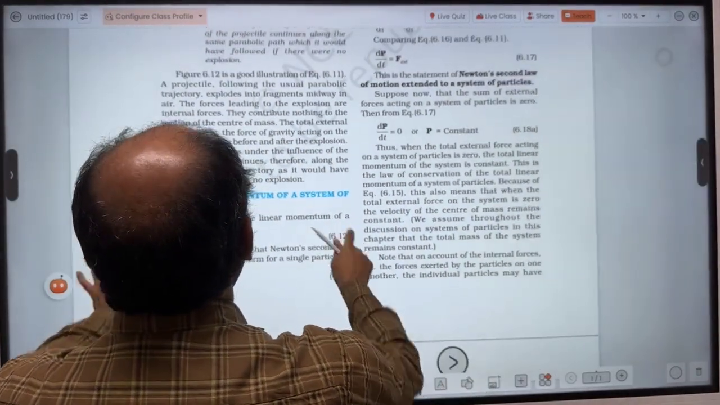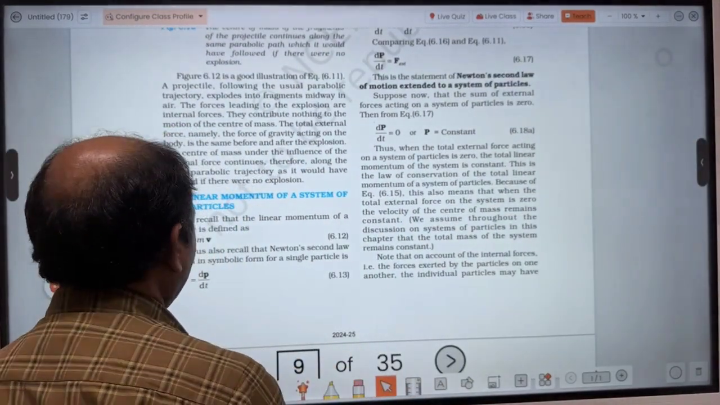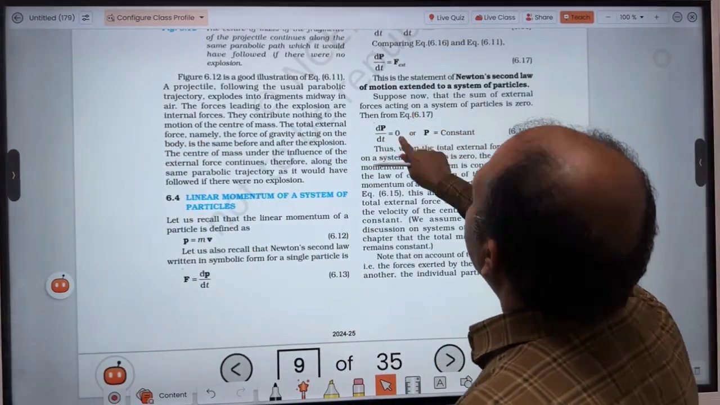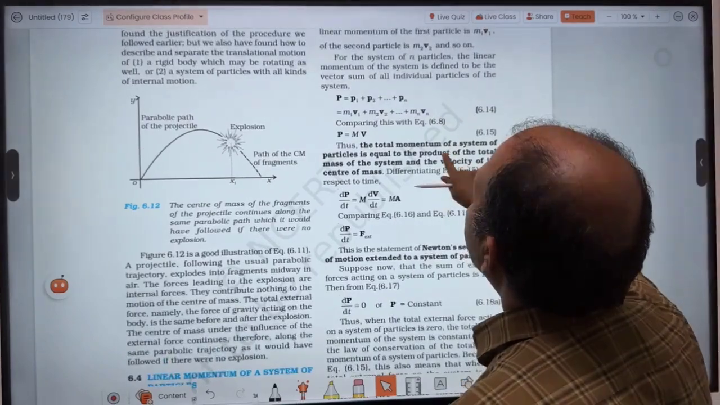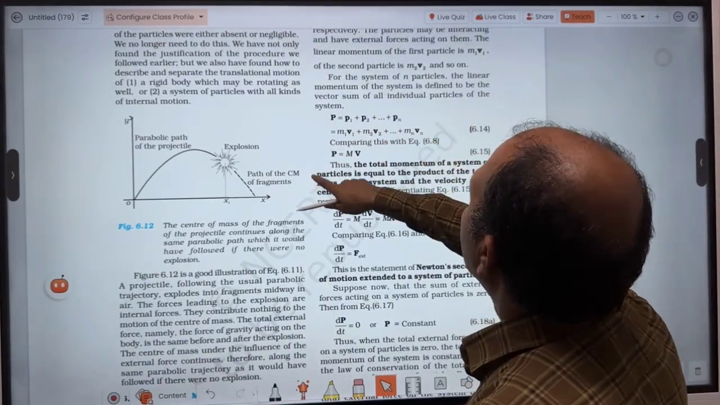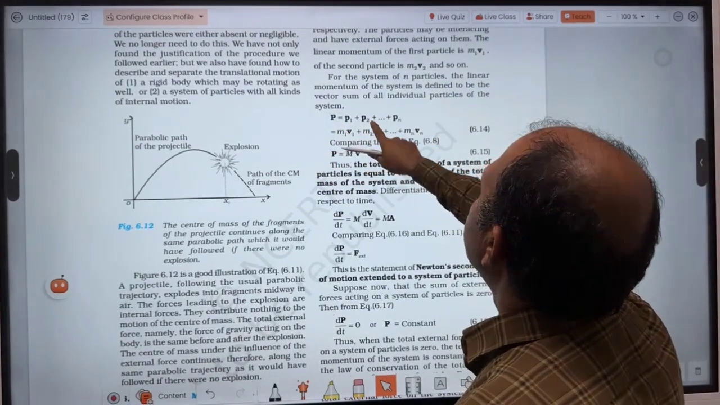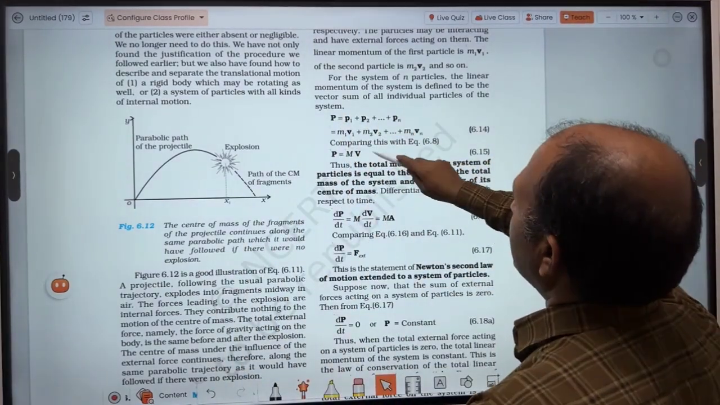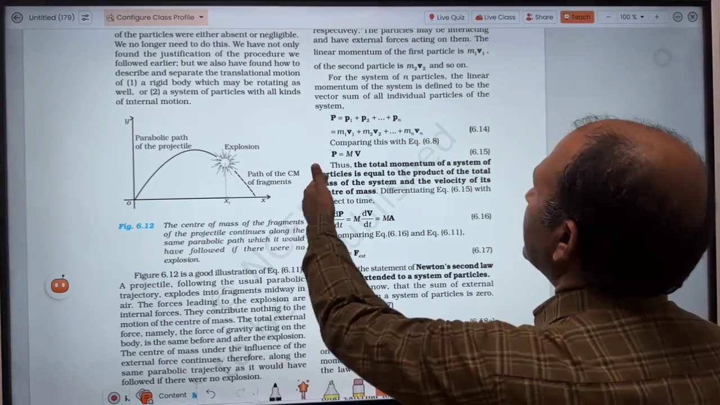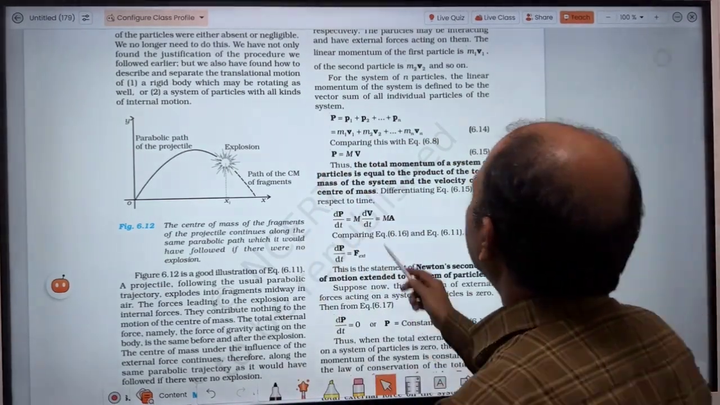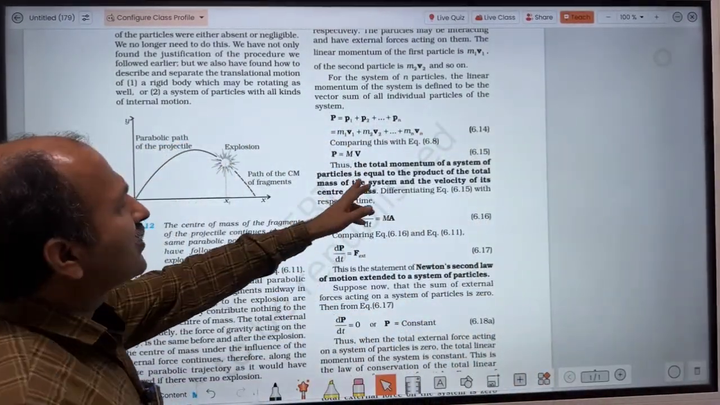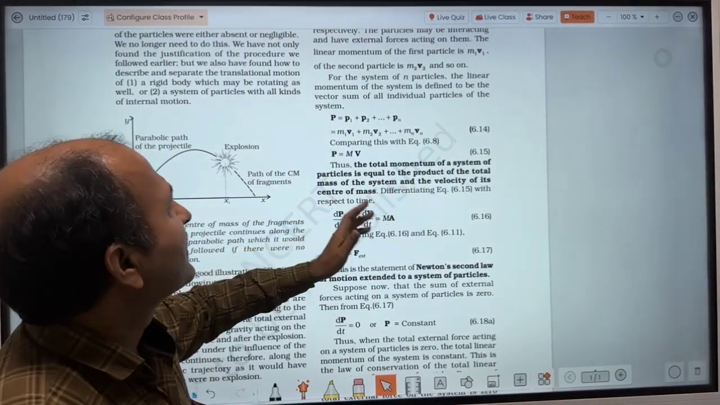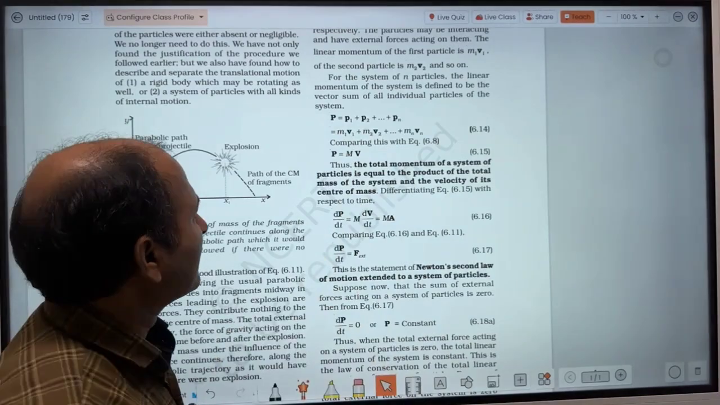Now another concept is linear momentum of a system of particles. So it is again simple. We consider the linear momentum of all particles, then we sum up. So we can say total linear momentum is P equal to P1 plus P2 plus Pn, and you know P equal to mv. So m1 v1 plus m2 v2 plus mn vn. So we can say P equal to mv for the center of mass. So the total momentum of a system of particles is equal to the product of the total mass of the system and the velocity of its center of mass. The same thing can be written like this.